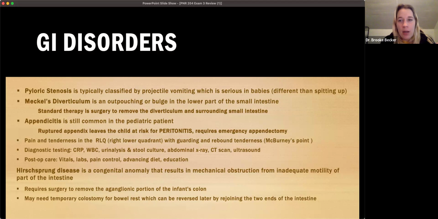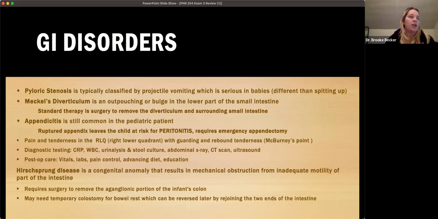Appendicitis is still very common in peds patients. So it's not an adult thing. And if the appendix ruptures before you figure it out, then these kids are a lot more at risk for sepsis and peritonitis, which is infection within the abdomen. So those kids require immediate surgery, so that hopefully that doesn't happen.